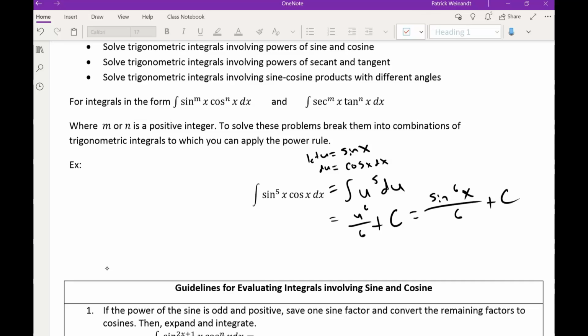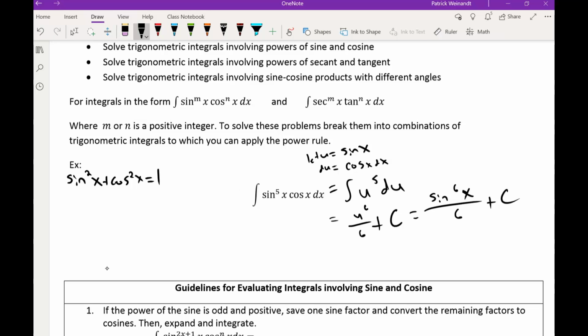So some important identities are going to be the Pythagorean identities. We're going to be working first with sine and cosine in this video. So the Pythagorean identity, these are all on your cheat sheet, I'd encourage you to check that out, is sine squared of x plus cosine squared of x equals 1. That's a Pythagorean identity.